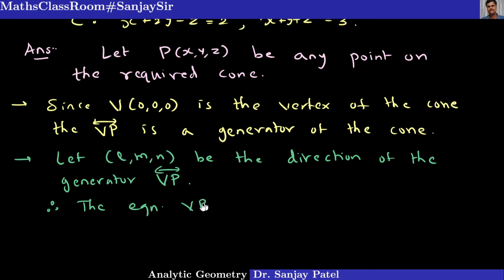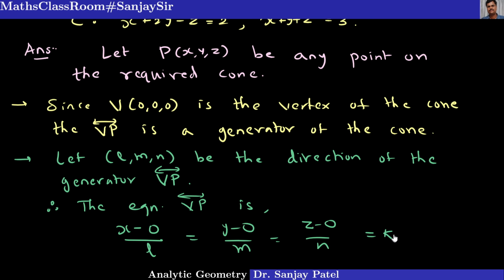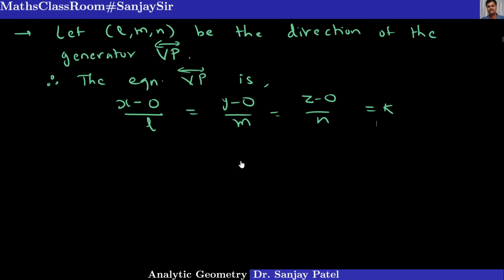Therefore, the equation of this line VP is x minus 0. It is passing through (0,0,0) and having direction LMN. So (x minus 0) upon L is equal to (y minus 0) upon M is equal to (z minus 0) upon N is equal to k. So it is nothing but x upon L is equal to y upon M is equal to z upon N is equal to k, and let us always call this equation number 1.